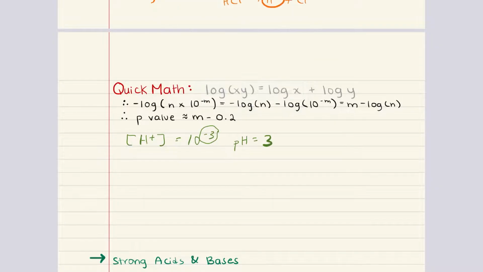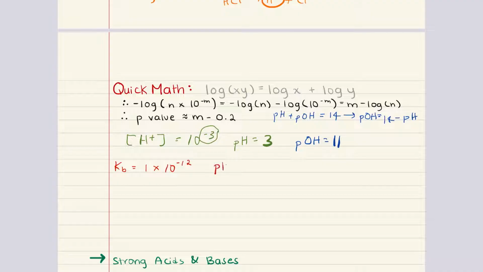Now, if you know the pH, you can also calculate the pOH. This is because we know that pH plus pOH is equal to 14. So we can rewrite this to solve for pOH. That will be equal to 14 minus the pH. So here, if we know pH is equal to 3, then pOH is just 14 minus 3, which is equal to 11. Now you can do the same thing for Ka and Kb values. If you know that your Kb value is equal to 1 times 10 to the minus 12, your pKb value is just going to be a change in sign of the exponent. So pKb is going to be equal to 12.